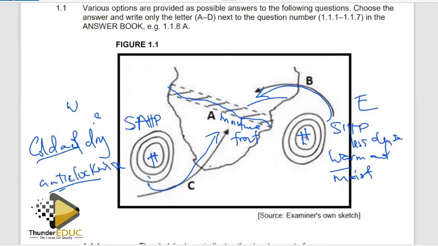And this one is denser. Because of the differences in temperature, this one is less dense because it's warm. This one is cold, it's more dense. It means this one is going to undercut, and this one is going to be uplifted.